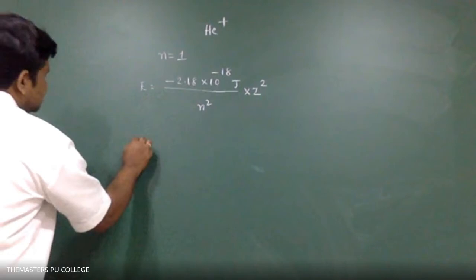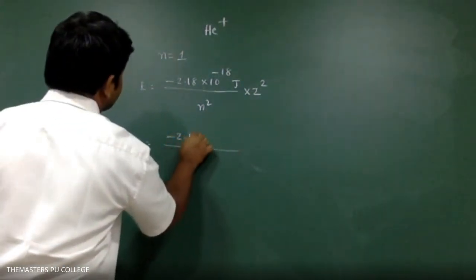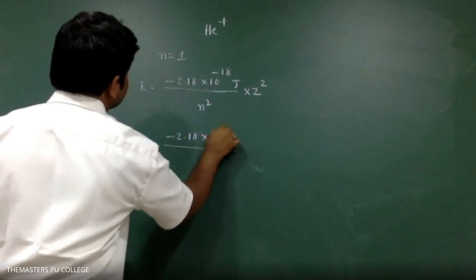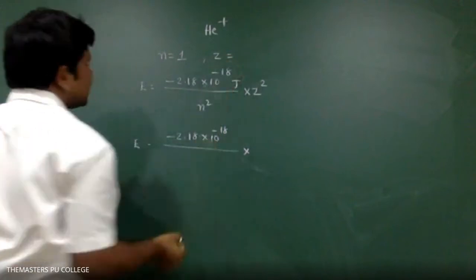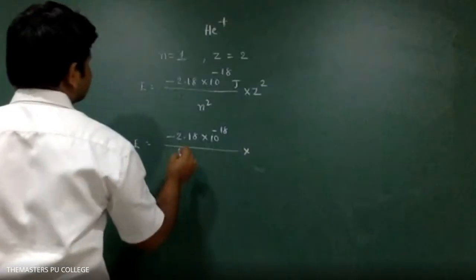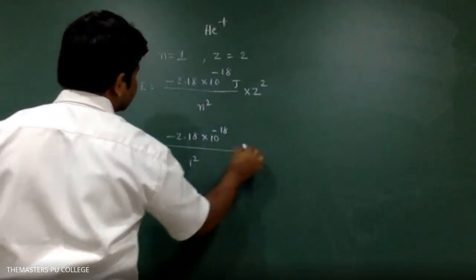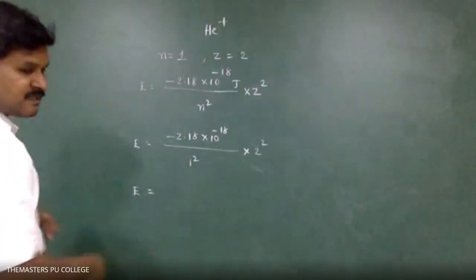E is equal to minus 2.18 into 10 power minus 18, into Z square by n square. So what is Z now? The atomic number of helium is 2, so Z is equal to 2. So divided by 1 square into 2 square. Now simplify this. E is equal to? Please say the answer.